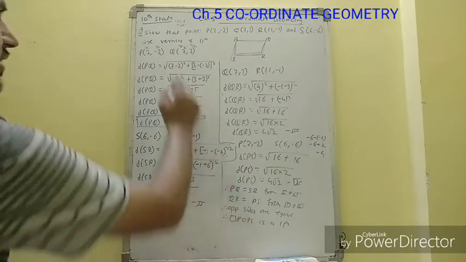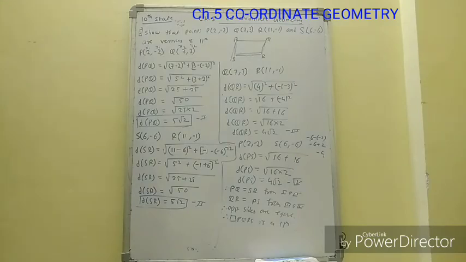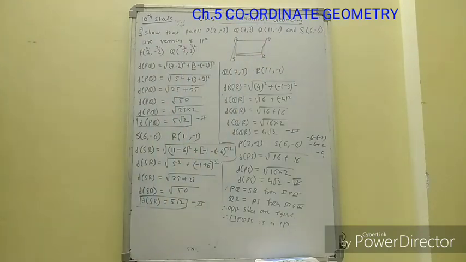Or instead of writing this, write that: therefore, points P, Q, R, S are vertices of a parallelogram. Right? That is more correct. Points PQRS are the vertices of a parallelogram. Right? That's it. Okay.